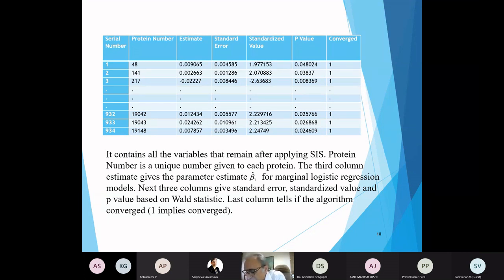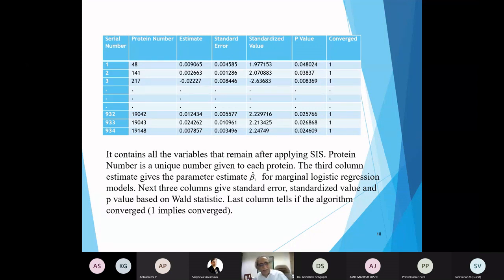So what have we achieved? What have we achieved at the end of employing this sure independence screening? As I told you in the beginning, in the intermediate stages, sure independence screening retains important independent variables. In our case, the independent variables are proteins. There are 19,200 proteins. So this method retains the important ones, and it removes the unimportant ones.